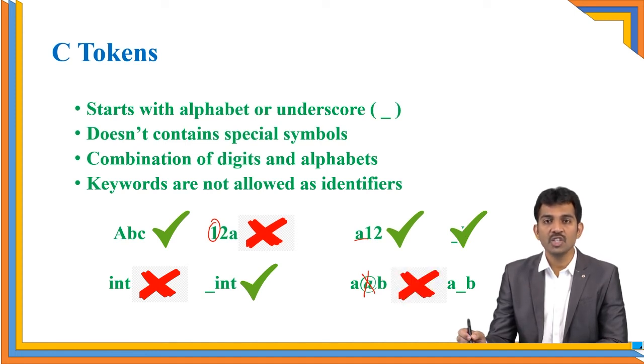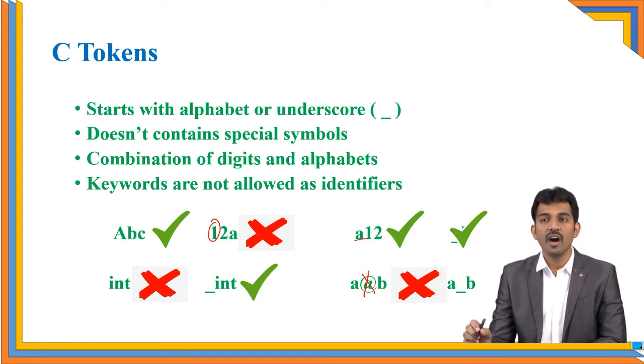Coming to A underscore B. If you observe clearly, it is a combination of alphabets and it allows only one special symbol, that is the underscore. Yes, it is also a valid identifier. Right? Is this clear? So these are the second type of tokens, identifiers.